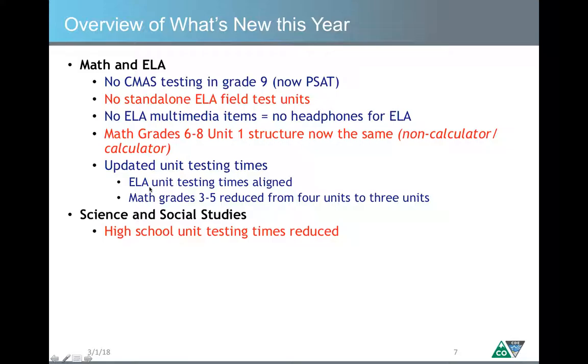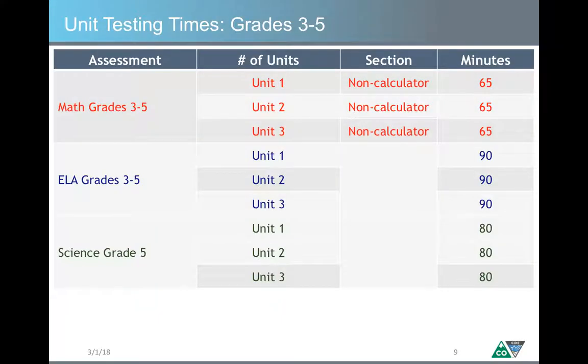Updated unit testing times: all of the unit testing times have been aligned. So in ELA last year, Unit 1 would be 65 minutes, and the next one would be 90 minutes, and the next one after that would be 110 minutes, and this year they're just all the same time. And then also the math in grades 3 through 5 has gone from 4 units to 3, so they've shortened that. And the high school unit testing times have been reduced in science, and there is no social studies test yet.